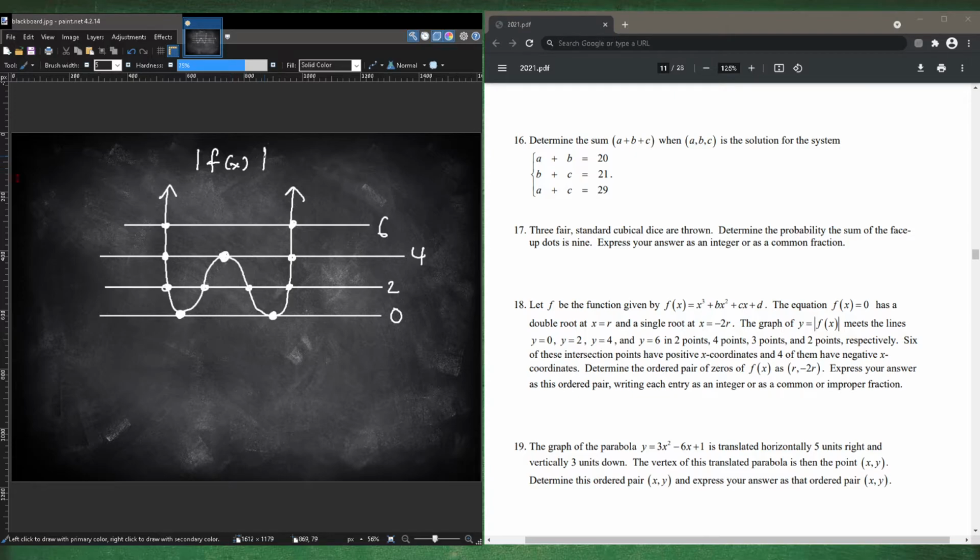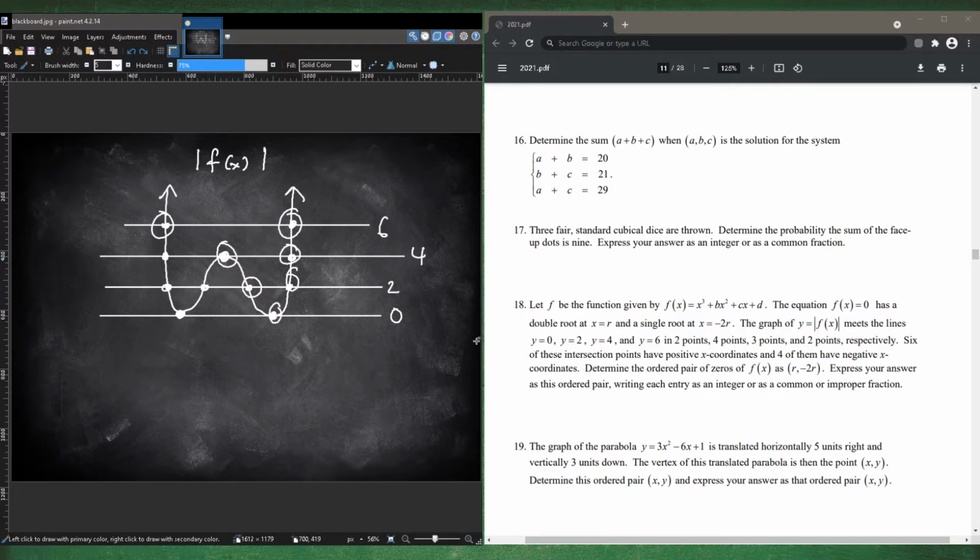So 6 of these have positive x coordinates. So 1, 2, 3, 4, 5, 6. It has to be the ones on the right. And then on the negatives, which is the ones on the left, so 1, 2, 3, 4 have been negative. So we're just left with 1 here, so it's not positive or negative. That means this has to be the 0.